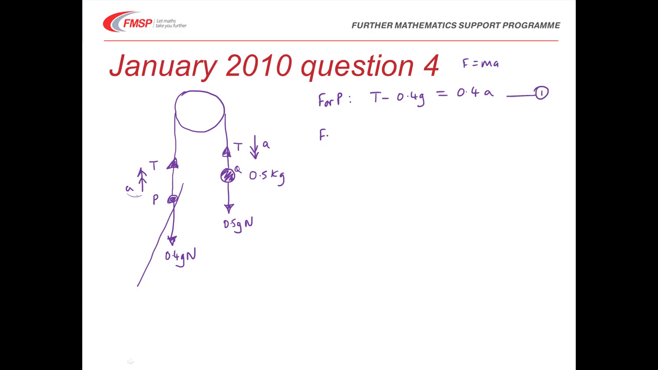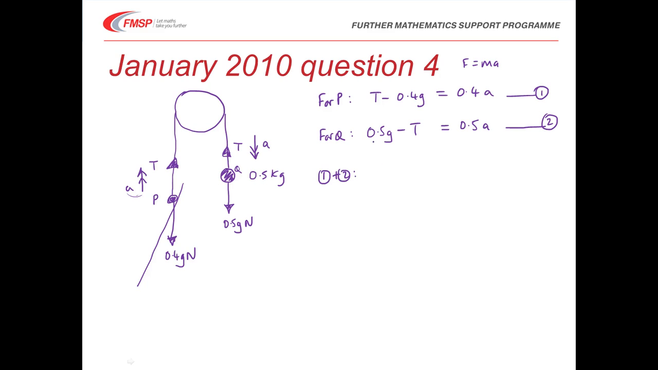And let's do the same for particle Q. And now when I look at A, of course the 0.5 g force is in the correct direction if A defines the positive direction. So I've got 0.5 g minus T, which is in the opposite direction now, the negative direction, and that equals 0.5 times A, and that's equation 2. As always with this kind of question, add the two equations because it will eliminate tension.